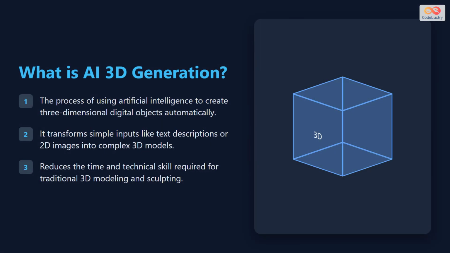So, what exactly is AI 3D generation? It is a technology that allows computers to create complex digital objects from simple instructions. Instead of manually sculpting a model point by point, you can provide a text description or a single image, and the AI builds the 3D structure for you. This significantly lowers the barrier to entry for 3D creation.